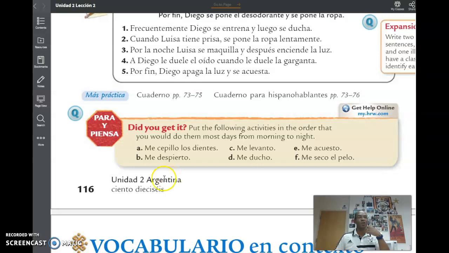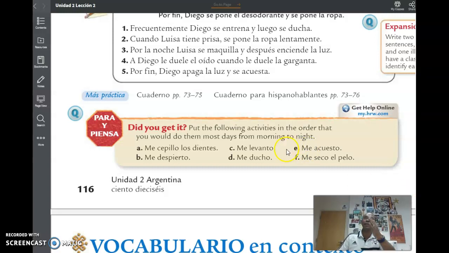Me cepillo los dientes, muy bien. Cuarto? Me ducho, ok. Quinto? Me seco el pelo. And sexto? Me acuesto. You guys go to sleep right after that, right? No, first thing in the morning, go back to sleep. Oh, I love that.